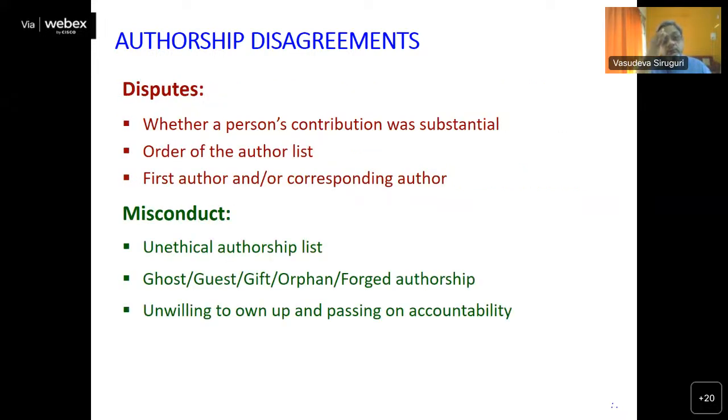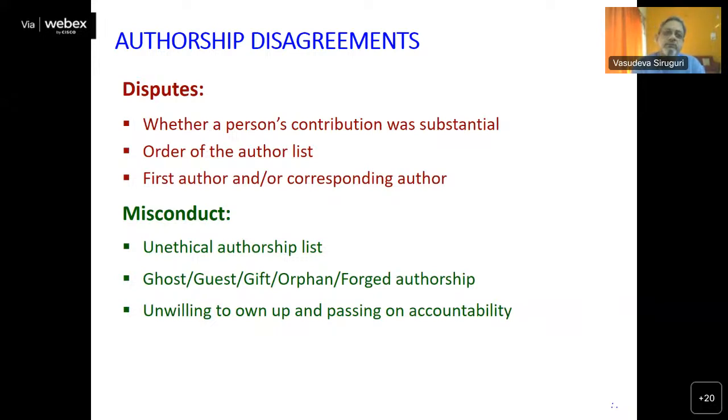Okay. So what are the possible reasons for authorship disputes? The dispute could be over a person's contribution. How much was the contribution, whether it was substantial or medium or less, etc. And then what should be the order of the author list? And then who should be the first author? I told you why people like to be the first authors. Okay. So who should be the first author and or the corresponding author?